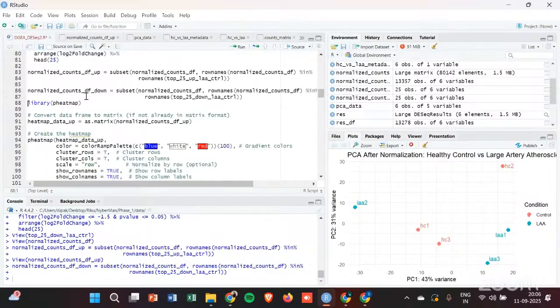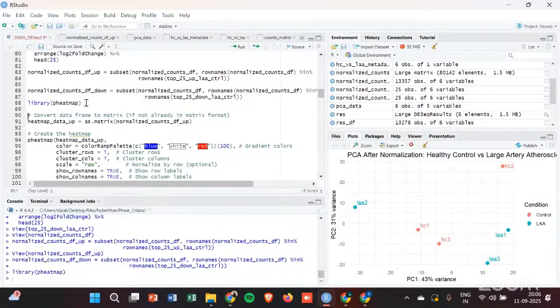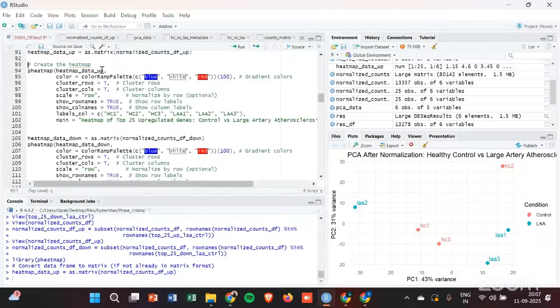Now we will be using the library pheatmap. So go ahead and load it, right? And when you give the data to pheatmap, it expects it as a matrix. So you have to convert the data frame to a matrix. For that, we use the function as.matrix. Once we convert it to a matrix, we call the function pheatmap to show our heat map.